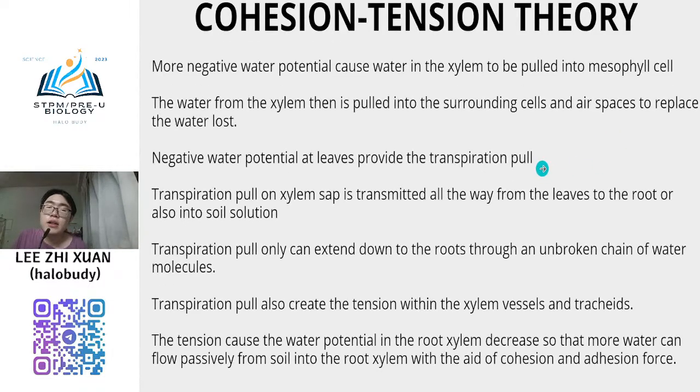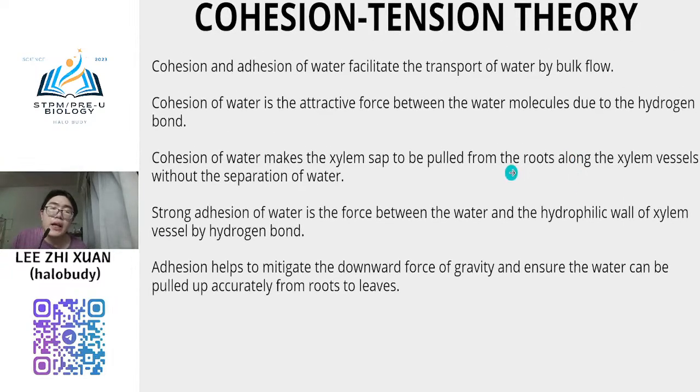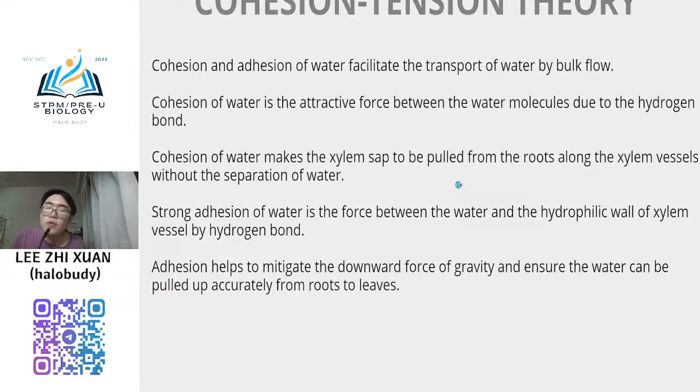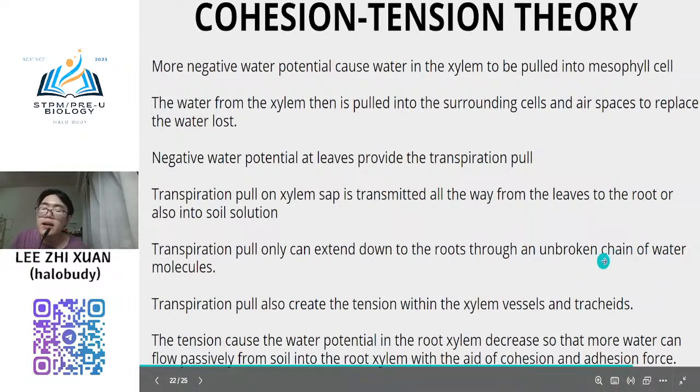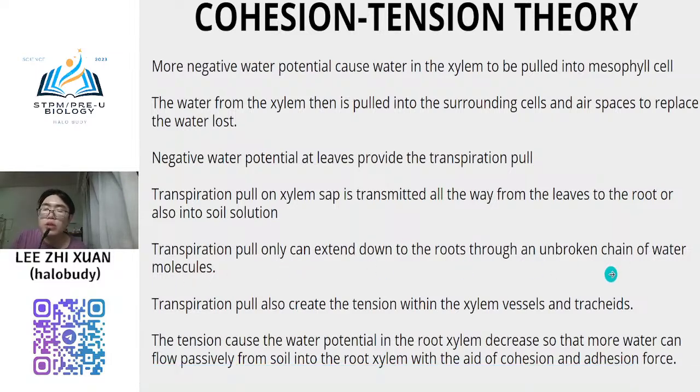Okay, now we enter the cohesion-tension theory. So normally this is the explanation. You can read it yourself. Okay, so now once the water molecule has entered and wants to replace what was lost, it will pull up the water, right? So the transpiration pull is transmitted all the way from the leaf to the root, or also into the soil solution, unbroken. So the transpiration pull can extend down to the root through an unbroken chain of water molecules. This unbroken chain of water molecules is due to the cohesion-tension theory, the cohesion-tension hypothesis.